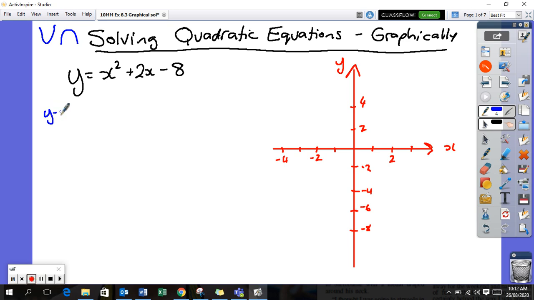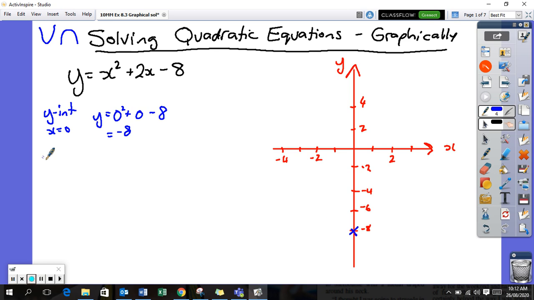So let's find the y-intercept. The y-intercept is when x equals 0. So y equals 0 squared plus 0 minus 8, which is minus 8. Okay, so that's the y-intercept. That is where this graph cuts the y-axis. Right there, minus 8.